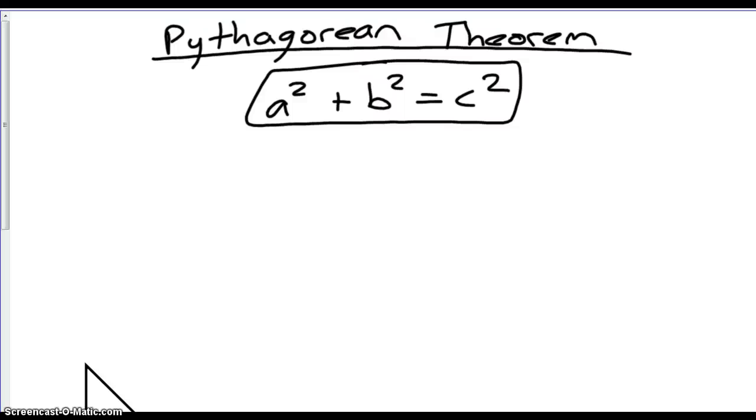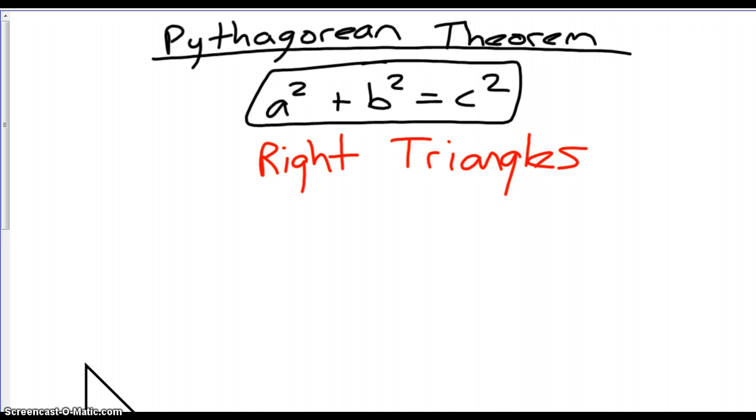Last topic for today is the Pythagorean Theorem, and this is the Pythagorean Theorem actually. A squared plus b squared equals c squared. Many of you have seen that formula before, and perhaps even used it before, and it's important to note that this is only applicable, or only can be used with right triangles. So this theorem will only work with right triangles.